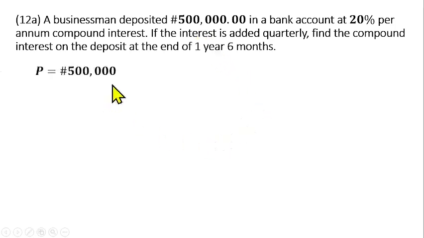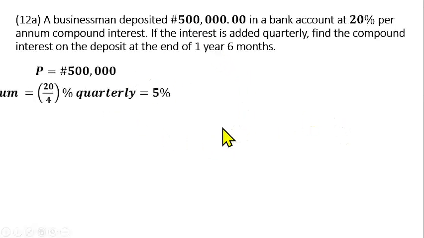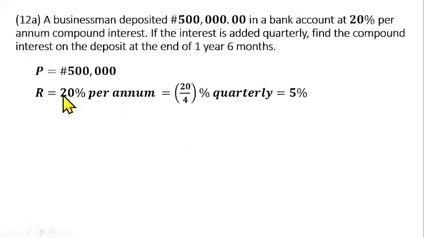So the principal is 500,000, and the rate is given to us as 20% per annum. But we are told that the interest is added quarterly, every 3 months. That is a quarter of a year, so that is every 3 months. That means it's going to be done 4 times in a year. So we cannot use this rate, which is meant for per annum, with this quarterly interest.